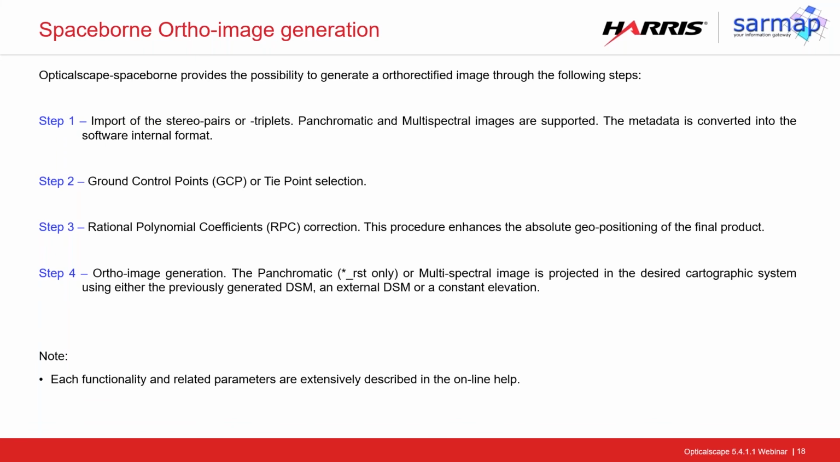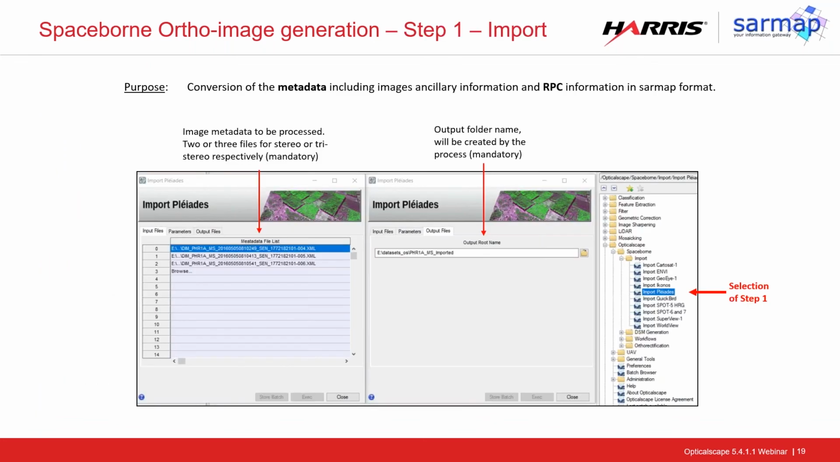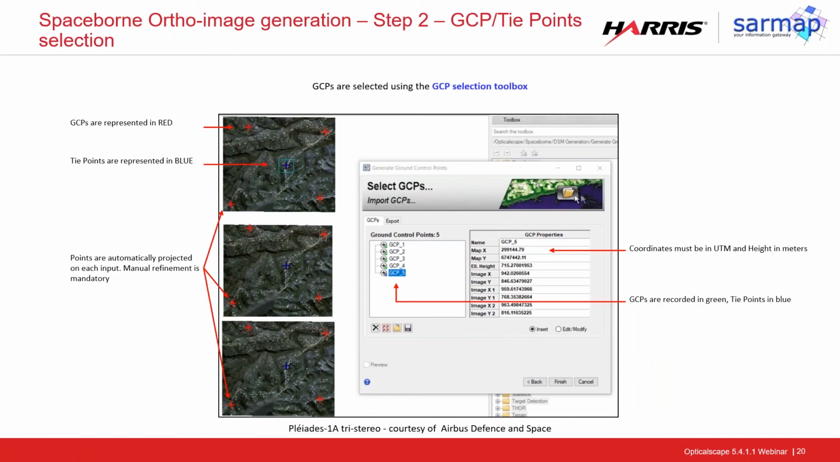And finally, run the ortho image generation, which can be done using the DSM that can be generated with Opticalscape, using an external DSM or DEM. And also, finally, if someone doesn't have any of this information, even a constant height. Again, you simply have to choose your metadata, specify your output folder, and it will be populated by the imported images. The ground control points work exactly as before, only this time in multispectral images.